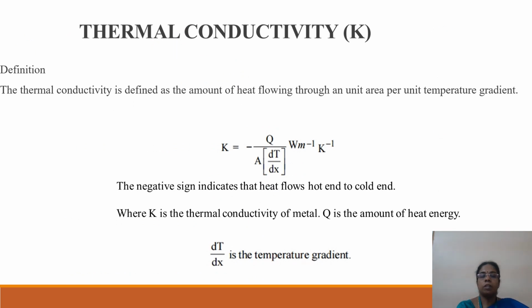Now we move on to the next definition, which is the thermal conductivity K. Thermal conductivity is defined as the amount of heat flowing per unit area per unit time, which maintains a unit temperature gradient, and the unit is watt per meter per Kelvin. And this dT/dx in the formula is nothing but the temperature gradient, the variation of temperature with respect to distance. So the heat flows from the hot end to the cold end. Here Q denotes the amount of heat energy and K denotes the thermal conductivity.